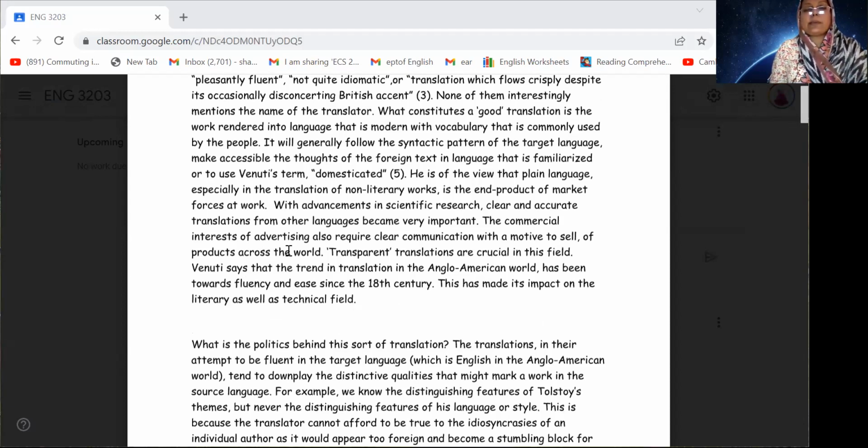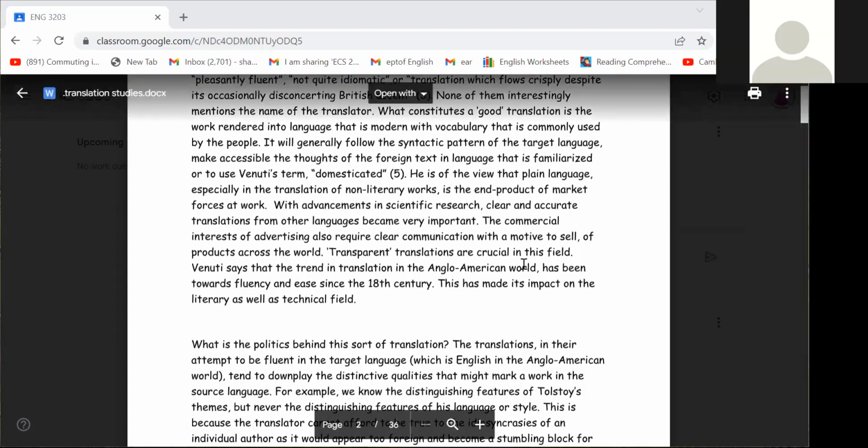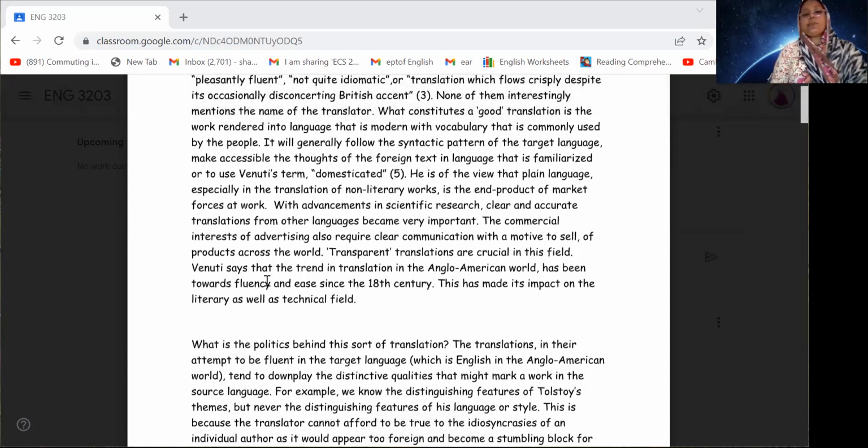Okay, we use the words in Bengali or in other languages. So its main work is to publicize the product. And without good translation, there will be no publicity of the product. Transparent translations are crucial in this field. Translation should be very easy, very clear.